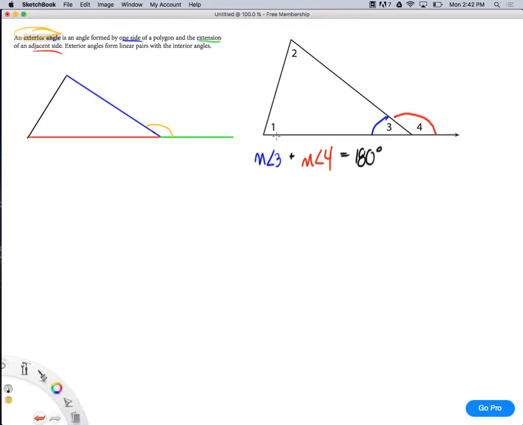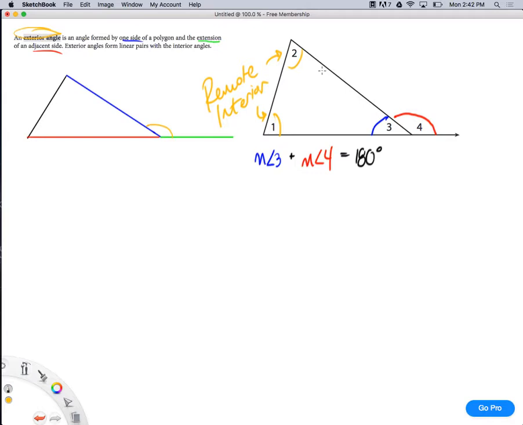Now I'm going to highlight angle 1 and angle 2, and I'm going to call these remote interior angles. Not just interior angles, but remote interior. What are they remote of, or removed from? They are removed from the exterior angle, right? So here's the interior angle that's adjacent to, or forms a linear pair with, the exterior angle. But these are remote interior angles because they're away from it. Does that make sense? Those are the remote interior angles.